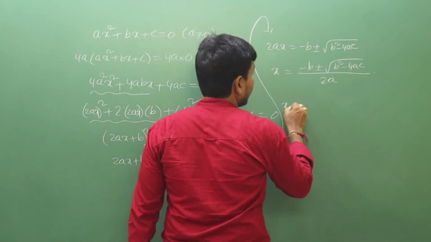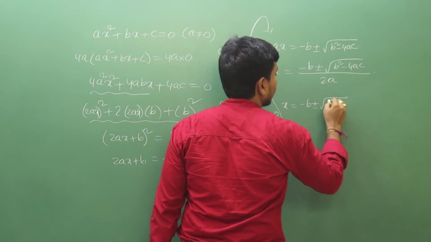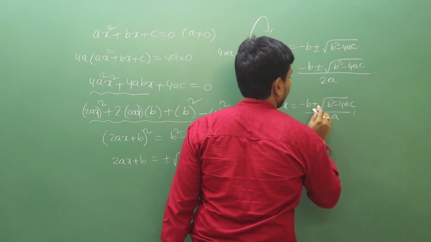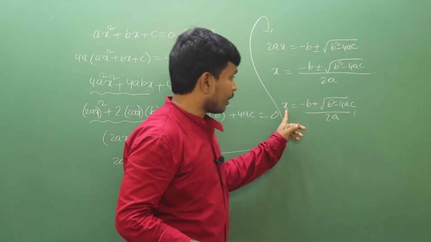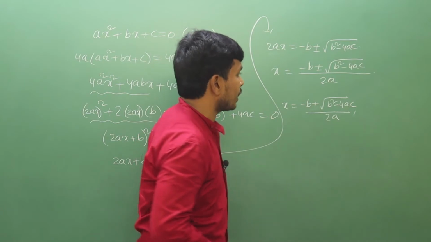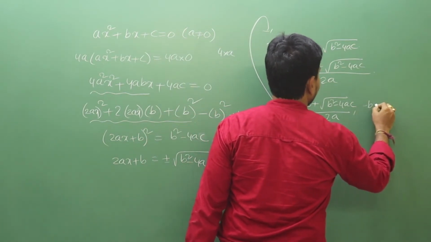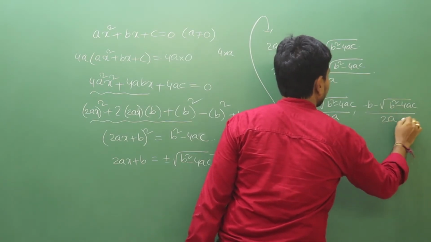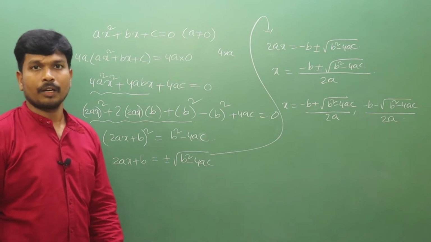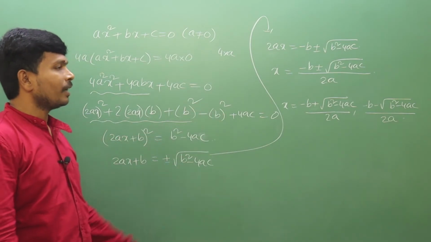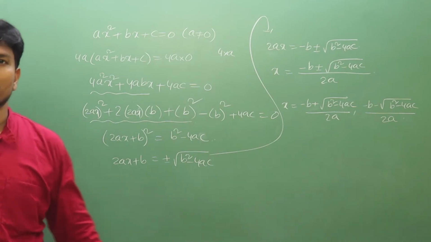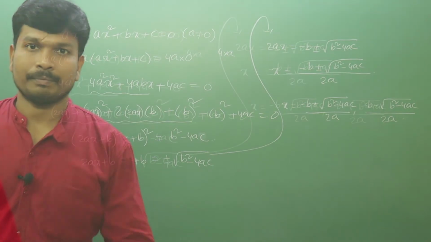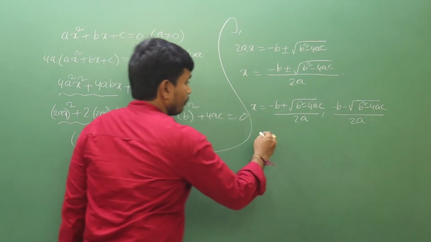So one x value is minus b plus root over b square minus 4ac by 2a. Another root is minus b minus root over b square minus 4ac by 2a. These are the two values. By using this formula, easily we can find the x values, which are nothing but the roots of a given quadratic equation. So the same problem, do it by using this formula.